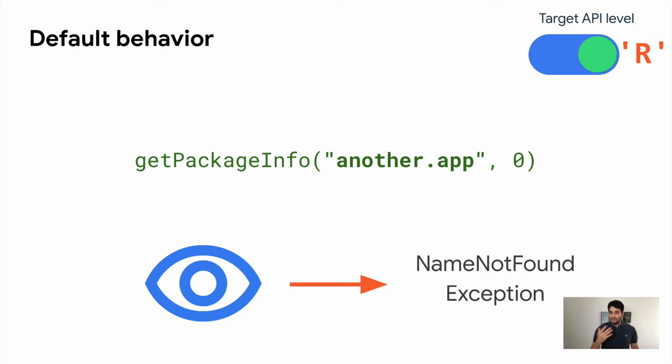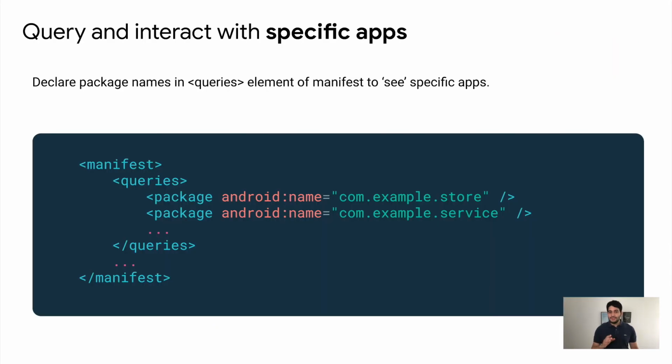But you may have a use case where you need to make sure that this application is installed. For that, let's see how it goes in terms of code changes in your manifest. If you need to explicitly interact with another app, so in this case, start an activity or bind to a service, com.example.store or com.example.service, you need to add this queries property in your manifest and list the packages you want to directly interact with. And multiple package entries are permitted.